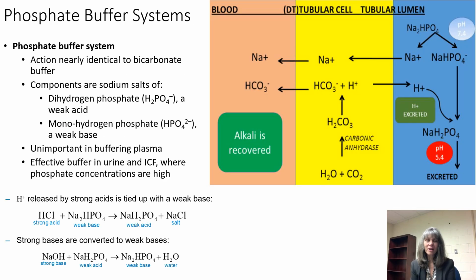The action of bicarbonate buffer systems is nearly identical to phosphate buffer systems, except that the components of the sodium salts in the phosphate buffer systems are changed to dihydrogen phosphate, which is a weak acid, and monohydrogen phosphate, which is a weak base. Now, while the phosphate buffer system is relatively unimportant in terms of buffering plasma, this is a very effective buffer system that's used in the production of urine, as well as what we find utilized in intracellular fluids where phosphate concentrations are high.